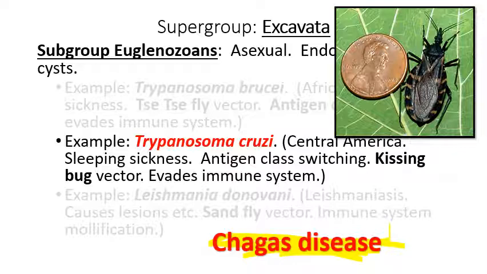And Chagas disease, Trypanosoma cruzi, is carried in Central America by this insect, which is called a kissing bug. There's a penny next to it, so you can see it's quite small. And it's called a kissing bug. It is a saprophyte insect. It sucks blood out of you, and it likes to bite you on the face because if you're wearing clothes, it's too lazy to get under your clothes.